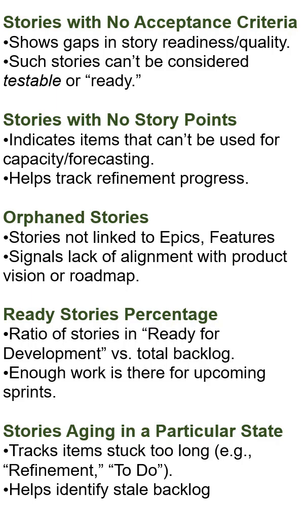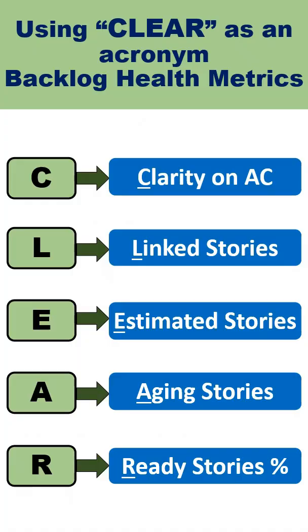Now, in order to easily remember these five metrics, can we use an acronym? I came up with one acronym which I am terming CLEAR for the backlog health metrics, where C represents clarity on the acceptance criteria, L represents the linked stories, the number of stories which are linked and the number which are not linked. E is the estimated stories, A is the aging of the stories, and R is the ready stories percentage: how many stories we have in our backlog which are ready for development compared to the total backlog stories.